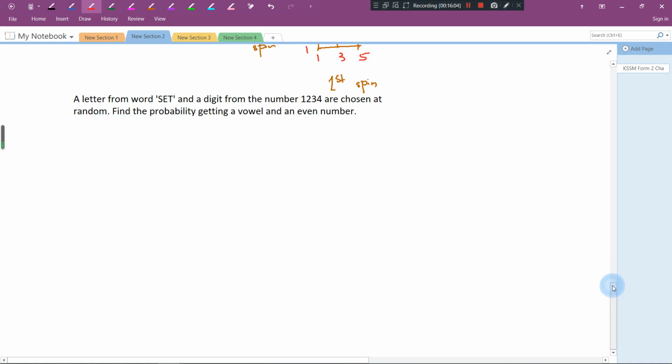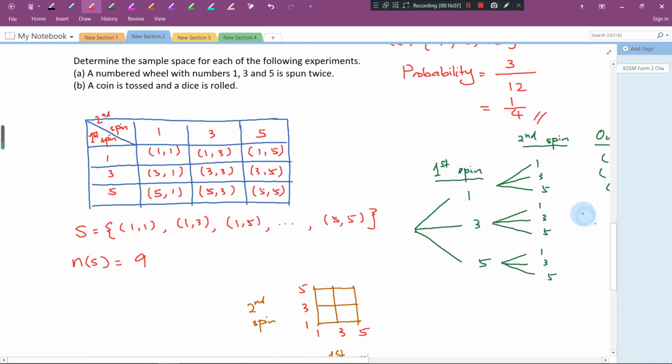Same thing, if the teacher asks you to list out all the sample space, you cannot just draw this diagram. This diagram just helps you. You have to list out like this. List out every single combination. Okay, I forgot to discuss part B. Let me go back to part B first.